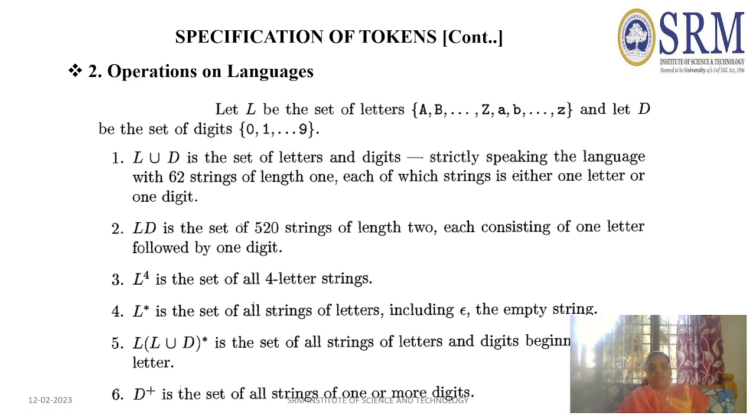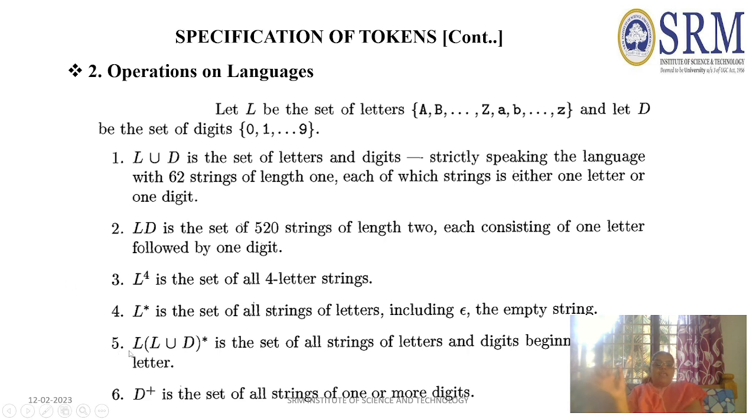These are the 4 letter strings. And L to the power of star is the set of all strings of letters including epsilon. So L to the power star means what? Kleene closure. Kleene closure is 0 or more times. So this is the set of strings, and the empty string will also be considered, since it is a Kleene closure, it starts with 0, right? And all the remaining sets of strings of letters it is going to consider.